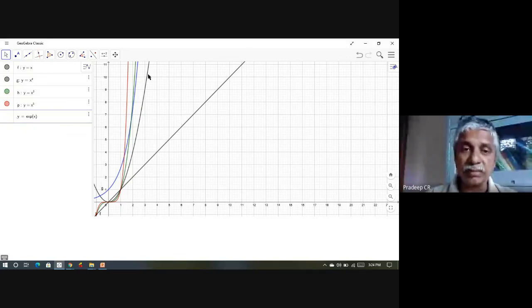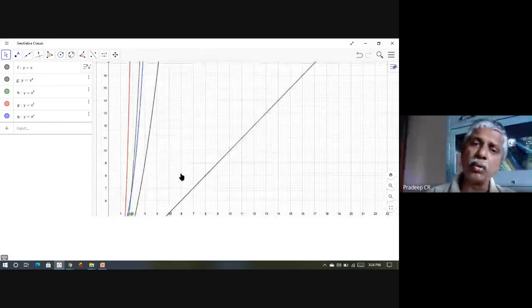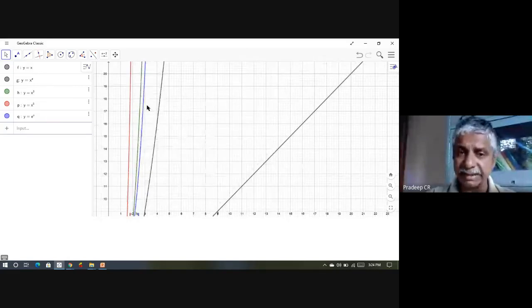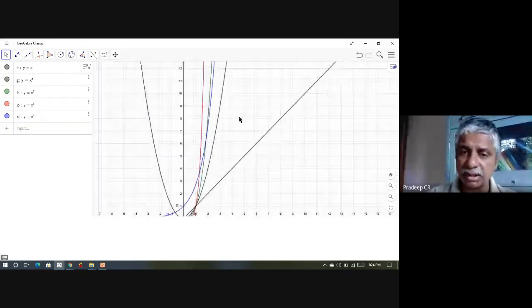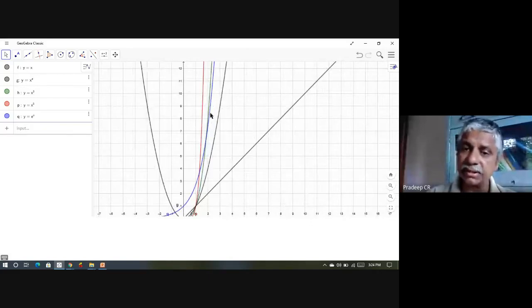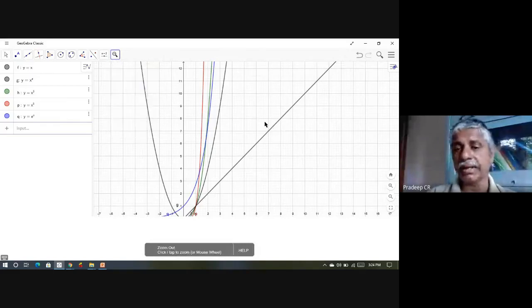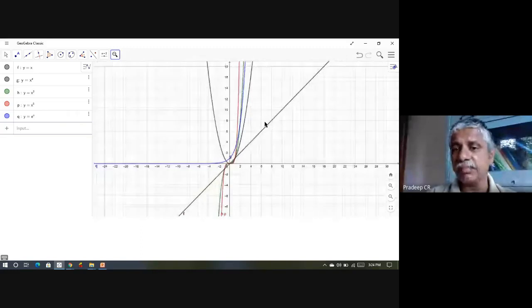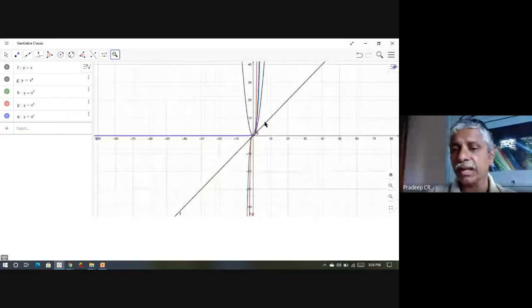E power x is one wonderful function which is actually bigger than all the polynomial functions. It's difficult to see it here because the blue one, which is e power x, seems to be smaller than the green color. But the point is, if you take x sufficiently large, then you will see that e power x will beat all other curves. It will keep on increasing.